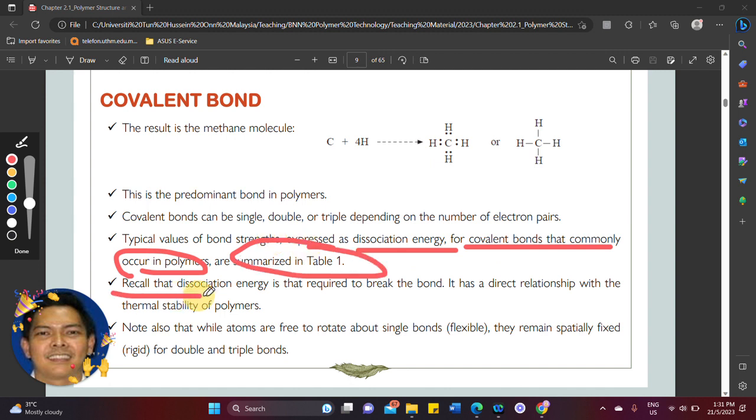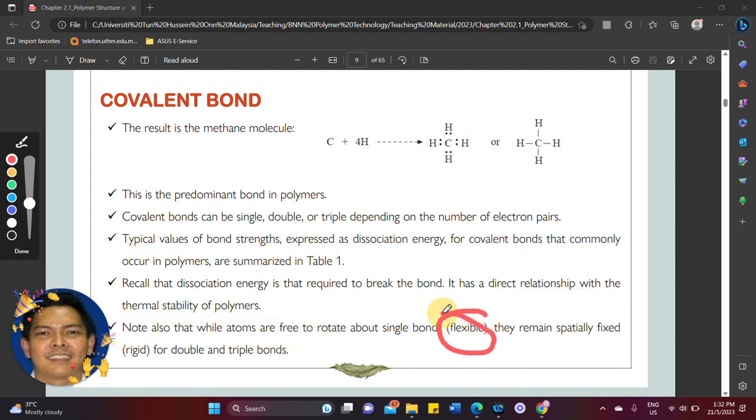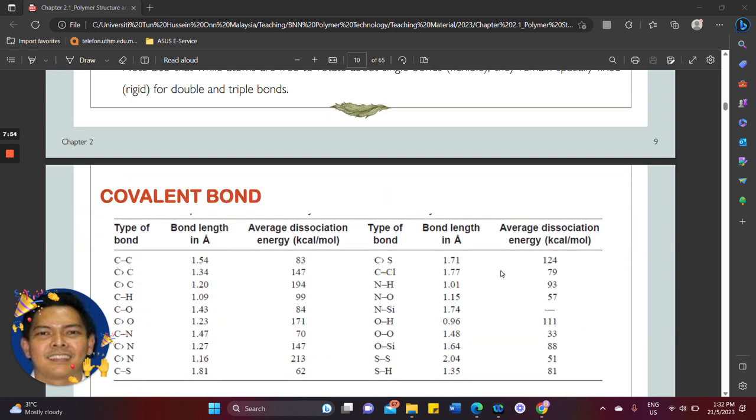Recall that dissociation energy is the energy required to break the bond. It has a direct relationship with the thermal stability of the polymer. Note also that while atoms are free to rotate about a single bond, which means it is flexible, they remain spatially fixed and rigid for double bonds and also triple bonds.